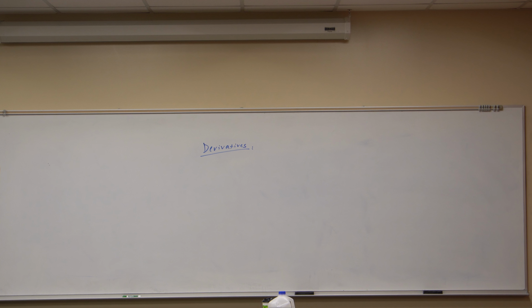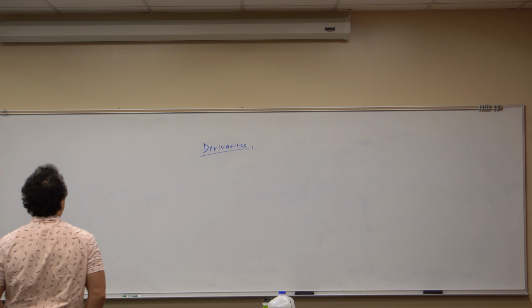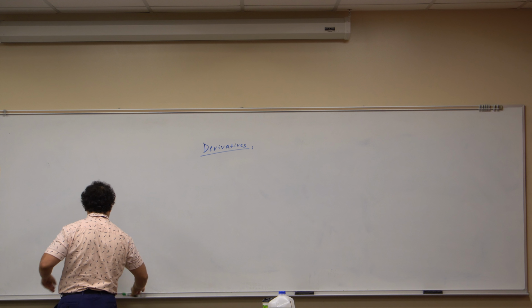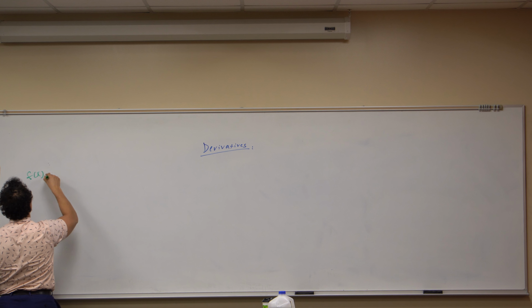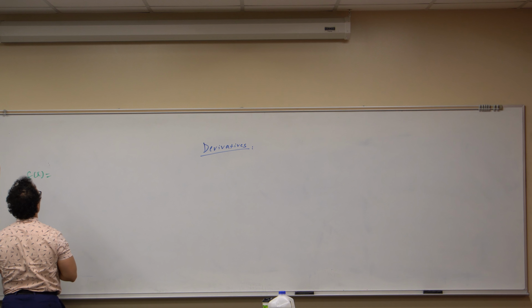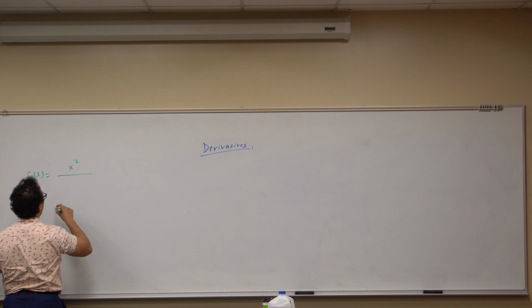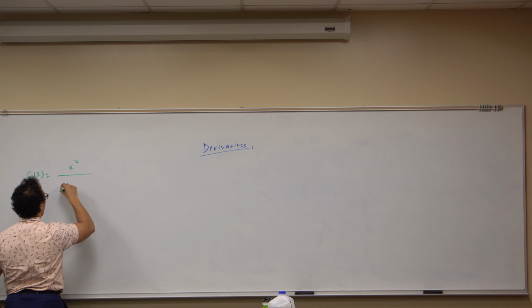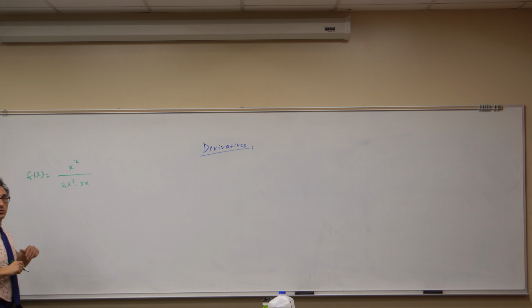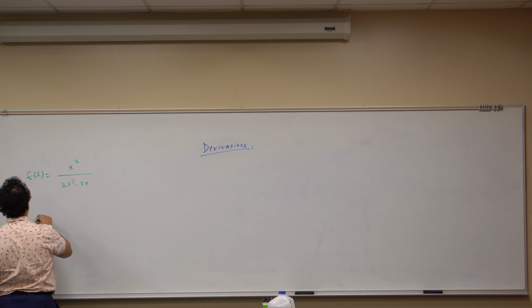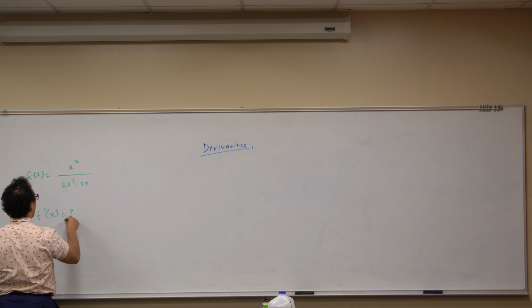Hello. Now, here's a second video on derivatives. Let's do another example. Let's do some function. F of x is equal to, let's say, x squared divided by 2x cubed minus 5x. Okay? Let's take the derivative of f of x here. So what is f prime of x is what we want to know.